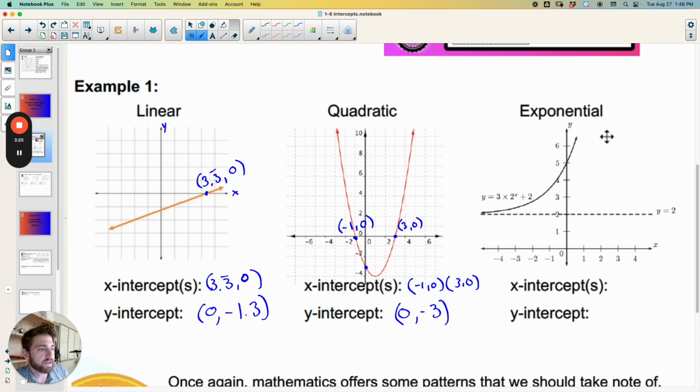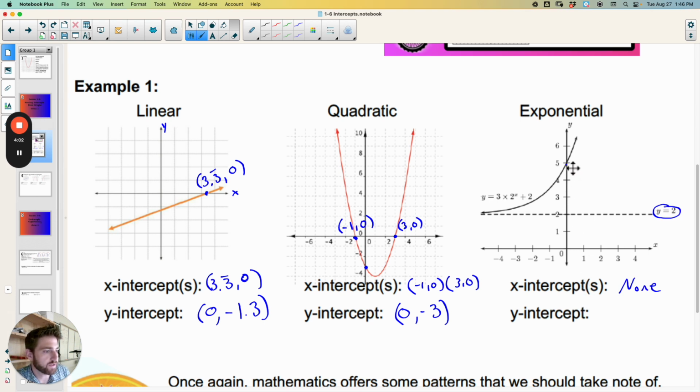Now lastly, we have an exponential function here, and remember this equation y equals 2 and this dashed line here is not actually part of the graph. This is what we call our asymptote. You can see that our graph is approaching this asymptote, but it's never going to touch it, it's never going to cross it. So that means this graph is never going to intersect the x-axis right here. So we can just say none. There's no x-intercept. That's not always going to be the case for exponential. Sometimes it will cross the x-axis, but for this one it's none.